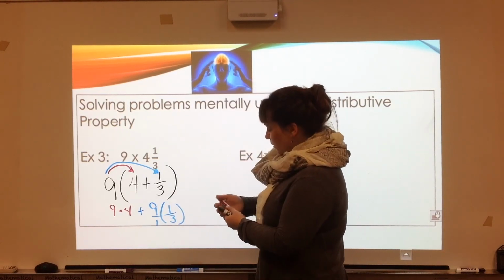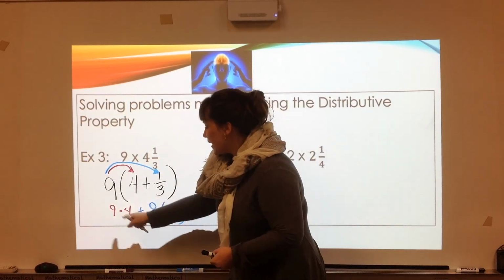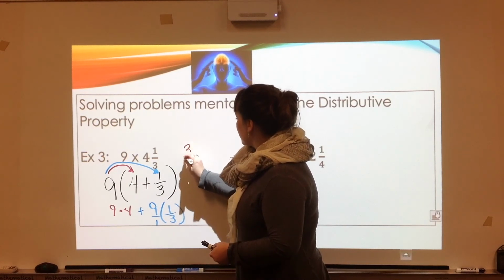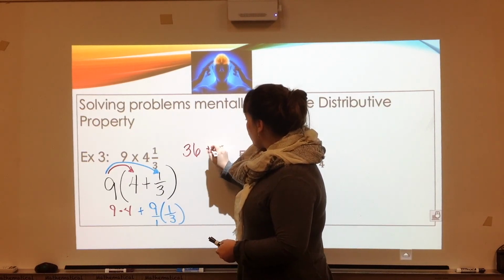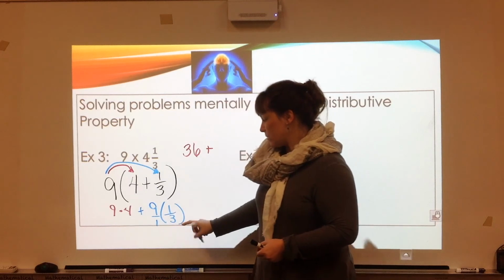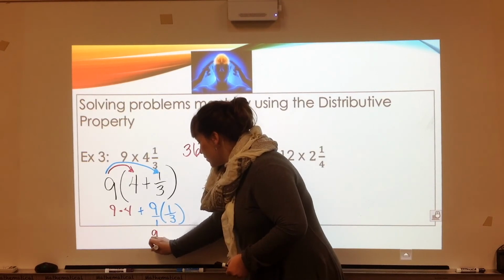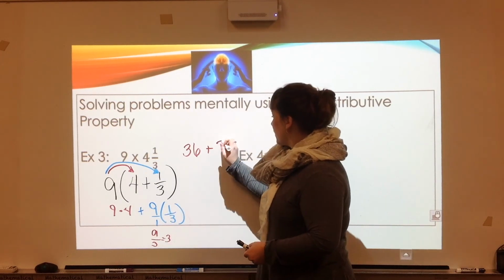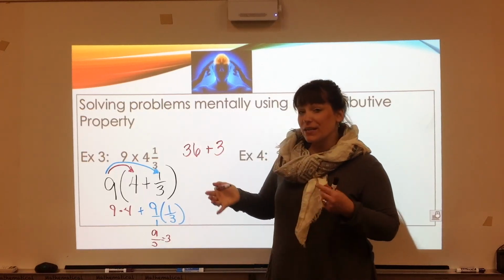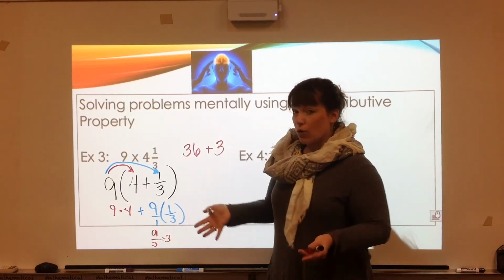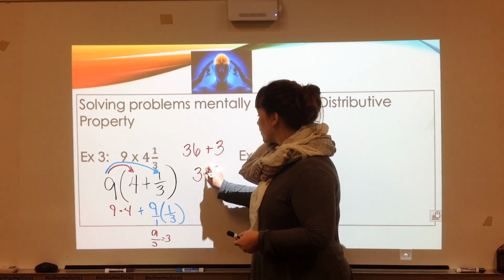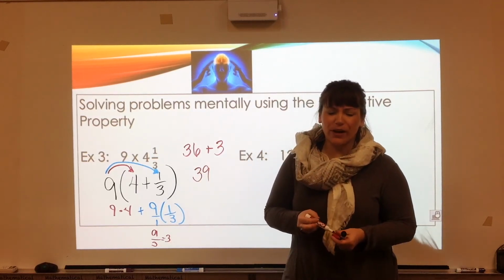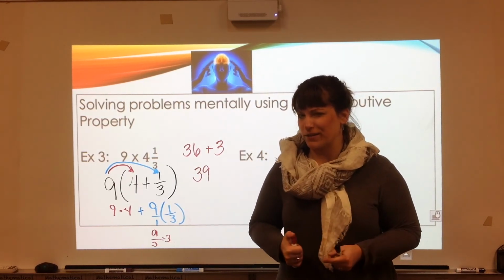I'm going to come over here. When we multiply 9 and 4, we get 36. And when we do this multiplication, 9 thirds, which is 3. So we end up very easily seeing 2 whole numbers, and we have an answer of 39. Go ahead and circle this answer, and we'll move on to the next one.